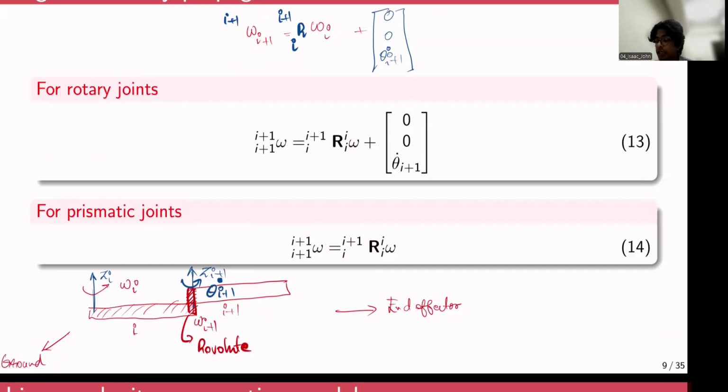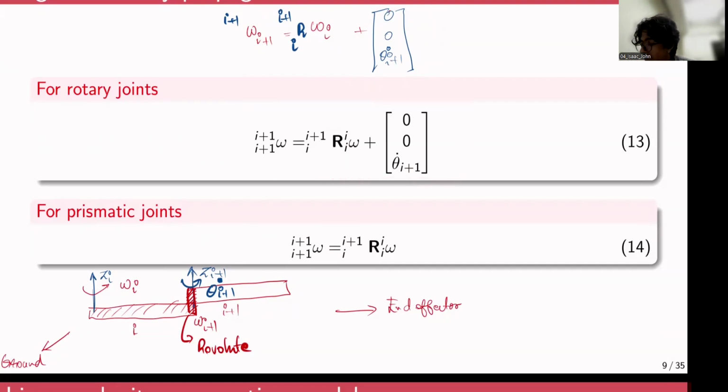For the very first link, this term would be 0, right? Because this term would correspond to the ground's angular velocity, that is 0. So the angular velocity of the first link would only correspond to this one. And as you propagate, this term will also become more and more active. So this is how you propagate the angular velocities.